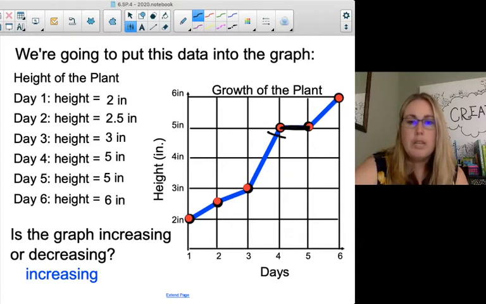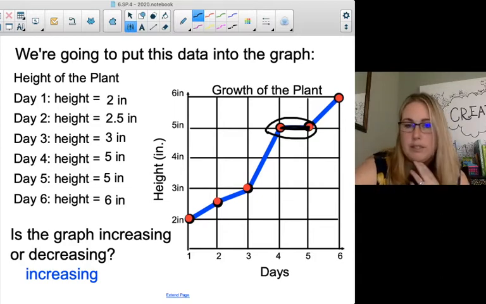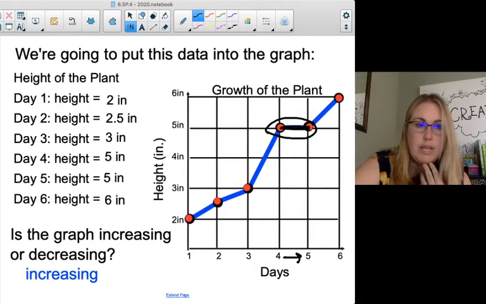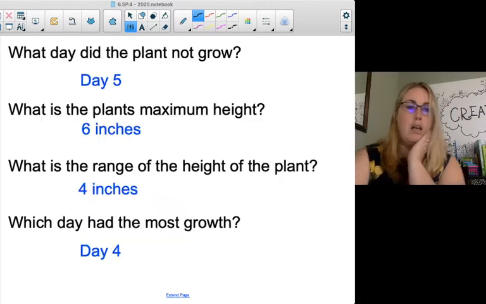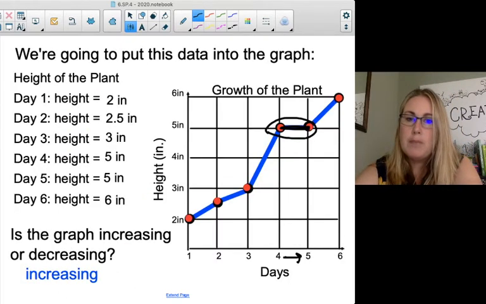So the question is, is this day 4 data or is this day 5 data? We would actually call this day 5 data because it started at day 4 and we moved to day 5. So the answer to number 1, what day did the plant not grow, would be day 5, because from 4 to 5 is when we see this flat line. So we're moving towards 5. I hope that makes sense.